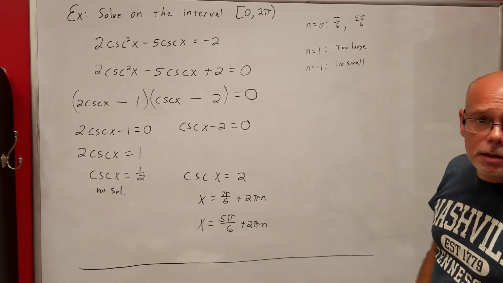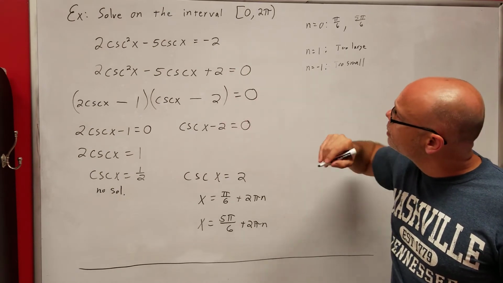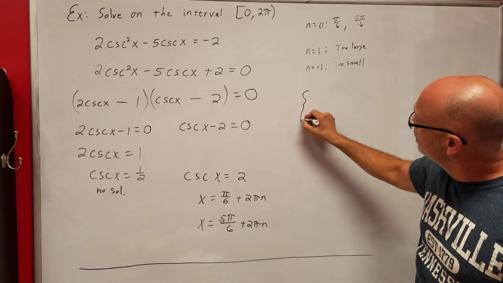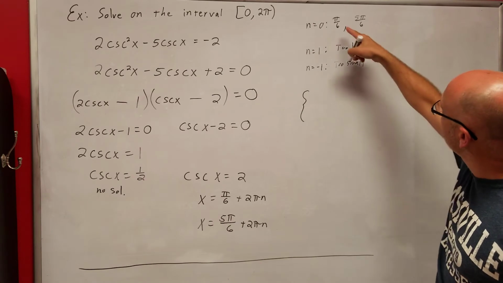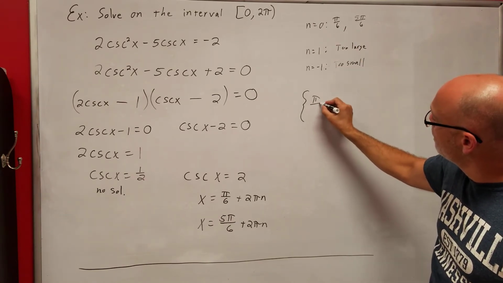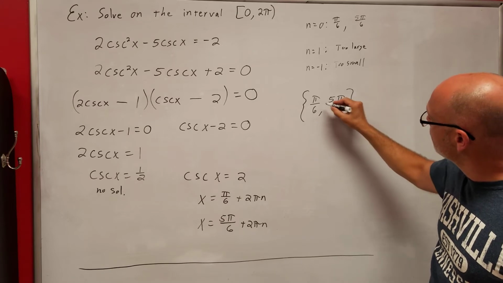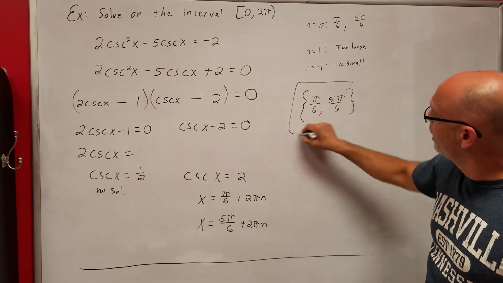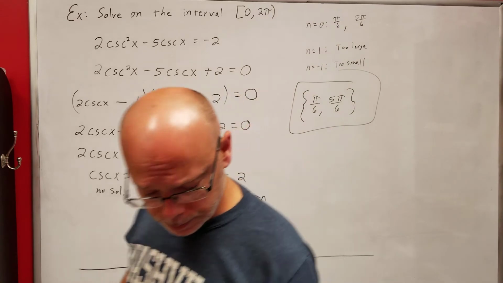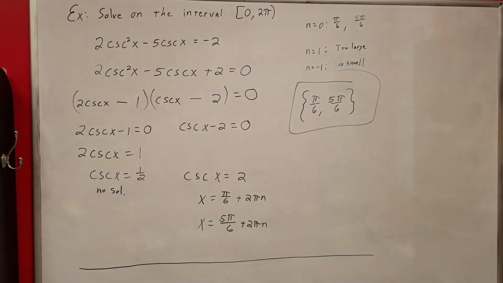All right, so what's my solution set to this equation right here in the interval from 0 to 2 pi? It's going to be pi over 6 and 5 pi over 6. Let's look at what we have next.